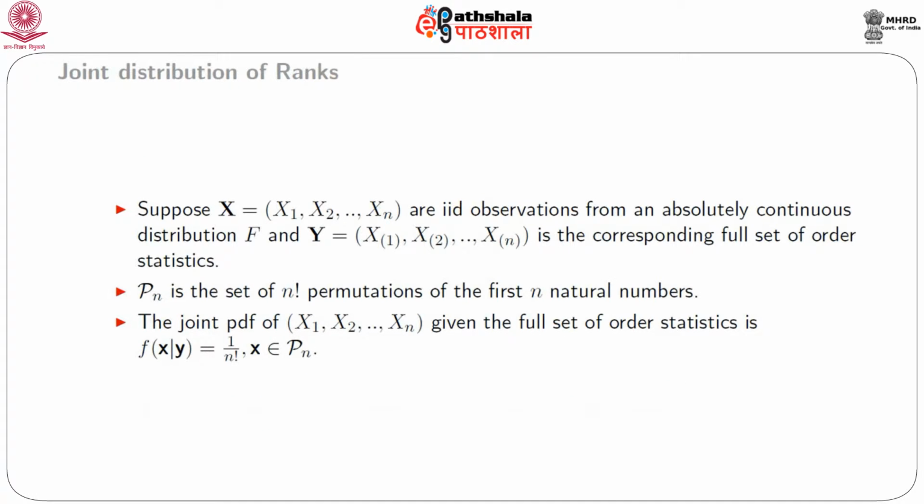Next, we shall discuss how to obtain the joint distribution of ranks. Suppose X_1, X_2, ..., X_n are IID observations from an absolutely continuous distribution F, and Y is the corresponding full set of order statistics. Suppose P_n is the set of n factorial permutations of the first n natural numbers. Then the joint density of X_1, X_2, ..., X_n given the full set of order statistics is 1 by n factorial, where x runs over P_n, that is, over the set of n factorial permutations of the first n natural numbers.